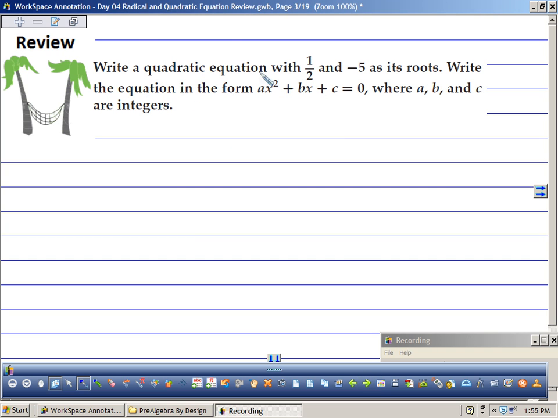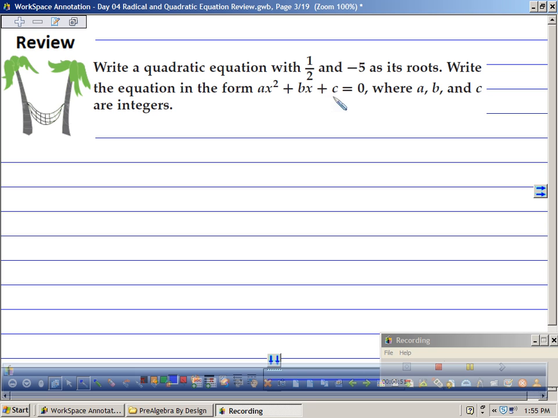So let's look at this one. This says, write a quadratic equation with 1/2 and -5 as its roots. Write the equation in the form ax squared plus bx plus c. What form is that? Standard form, where a, b, and c are integers. What does that mean, a, b, and c are integers? What do integers look like? Those are numbers on a number line, right? Is this an integer?